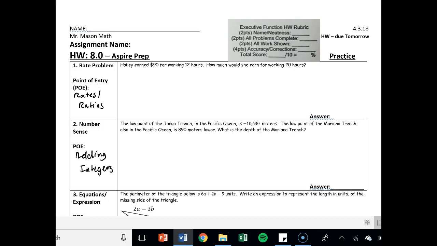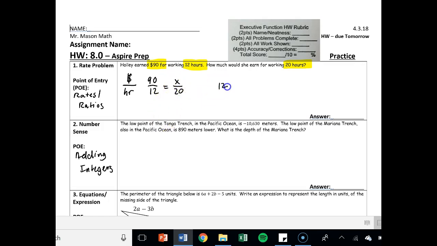So we have a rate problem for the first one. It says Haley earned $90 for working 12 hours. How much would she earn for working 20 hours? Your point of entry, which you're going to write down, is we're working with rates and ratios. So here we're comparing dollars over time, so dollars over hour. Our first setup, we got 90 over 12, so $90 over 12 hours is equal to how much would she earn for 20 hours. So that goes on the bottom because it's hours, it's time.